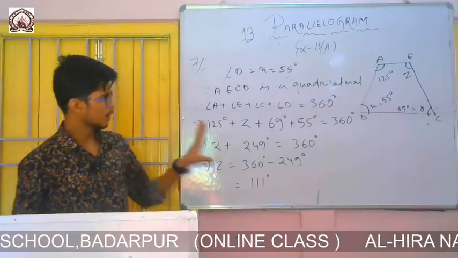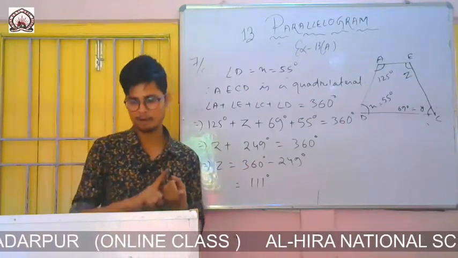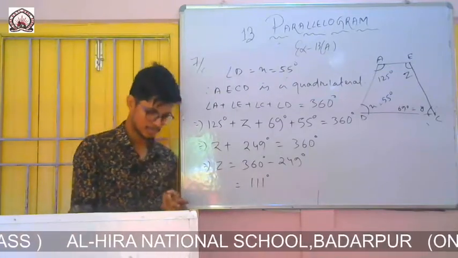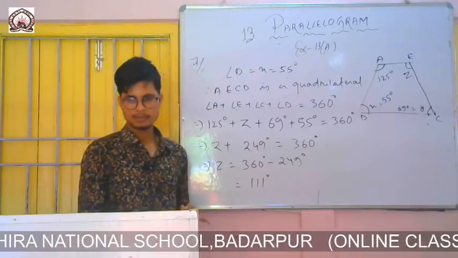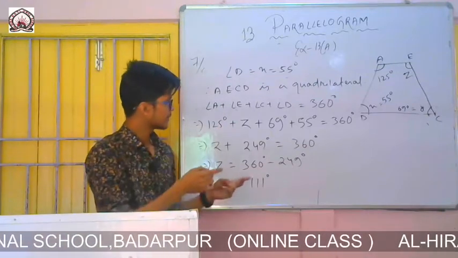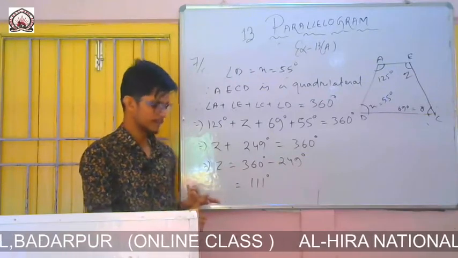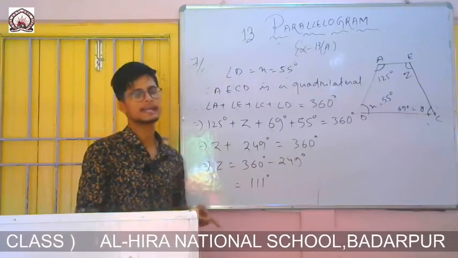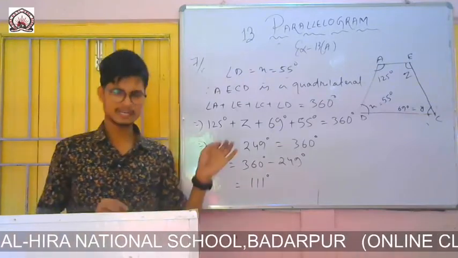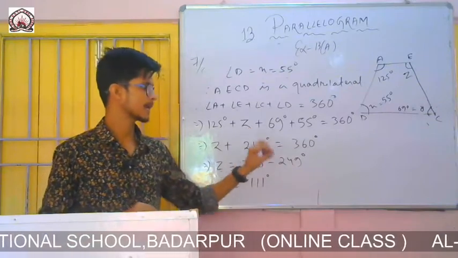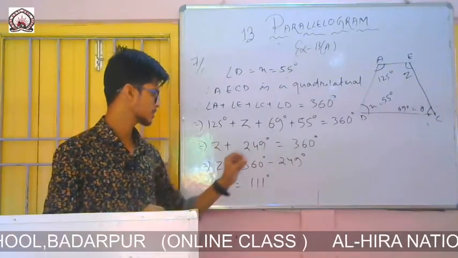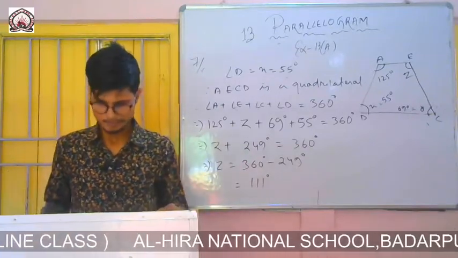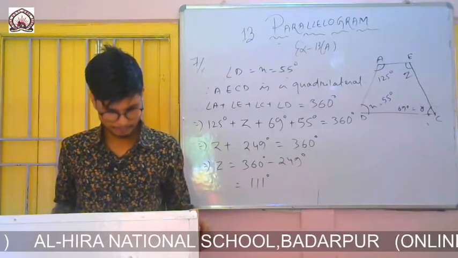So we got all the values. The question is to find the values of x, y and z. We got x as 55 degrees, y as 69 degrees and z as 111 degrees. You can write up to this much, or you can write one more line: therefore the value of x equals this, y equals this, and z equals this. So now question number 8.